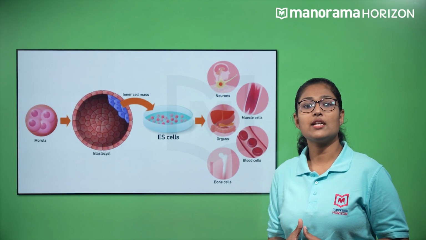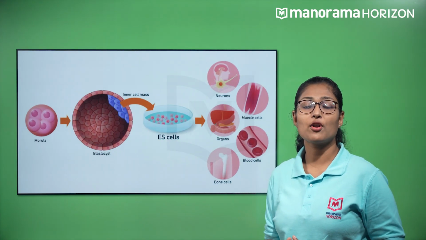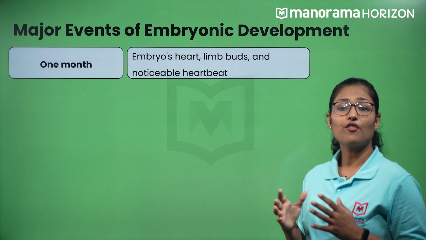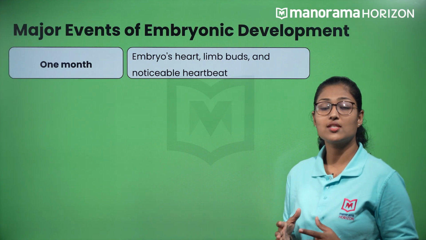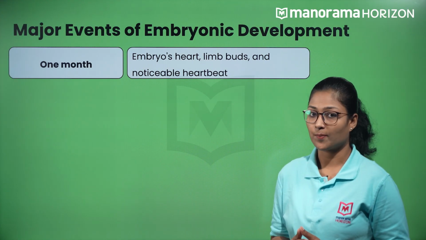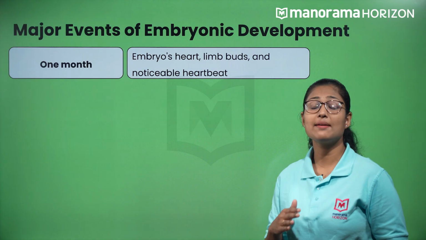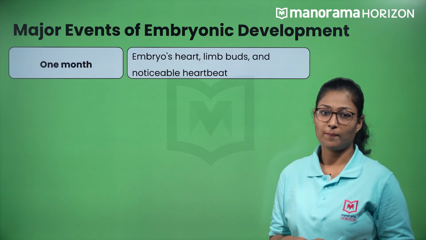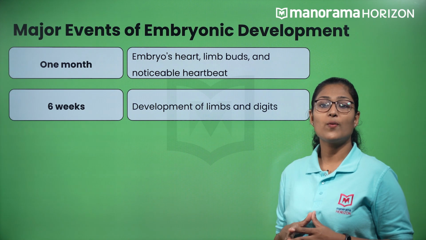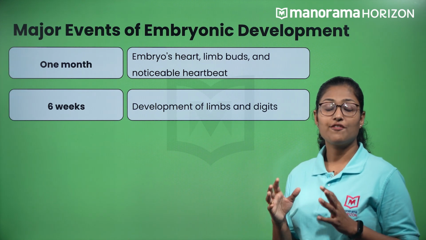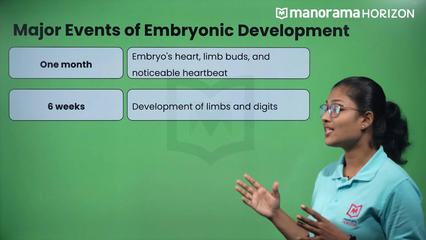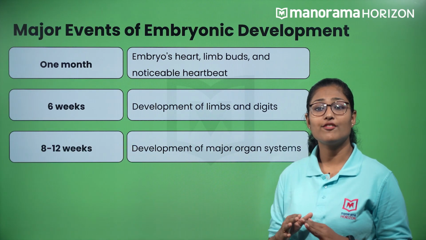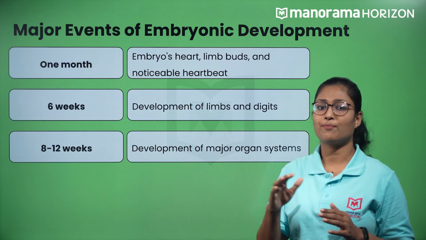Now it's time to learn the major events of the embryonic development of humans. The formation of the heart of the embryo occurs after 1 month of the pregnancy. In the fourth week, limb buds are formed and the heartbeat is noticeable. The limb buds begin to divide in the fifth week and the fingers and toes are developed within the sixth week. All the organ systems are developing by around 2 months of pregnancy.